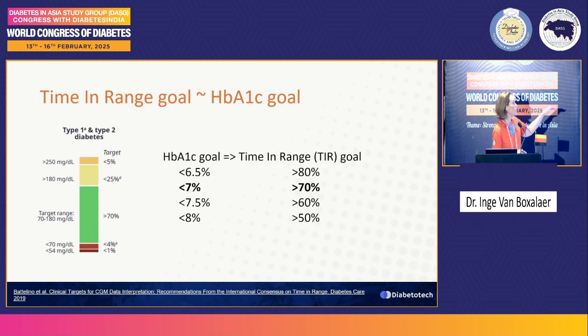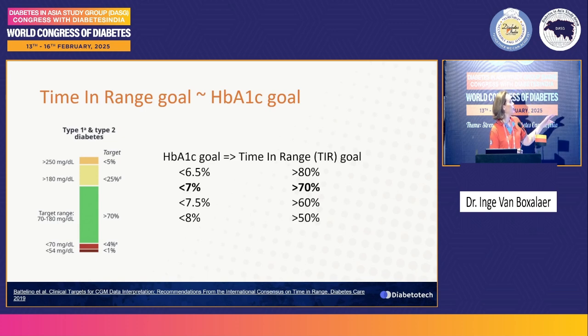If you have children, for example, who have access to automated insulin delivery systems, or you have people with type 2 diabetes who are well regulated, maybe without insulin, you can strive for an HbA1c below 6.5. And in that case, you can strive for a time in range of above 80%. So this is the goal you can mention to your patients. Try to go above 80% if the HbA1c goal is below 6.5.